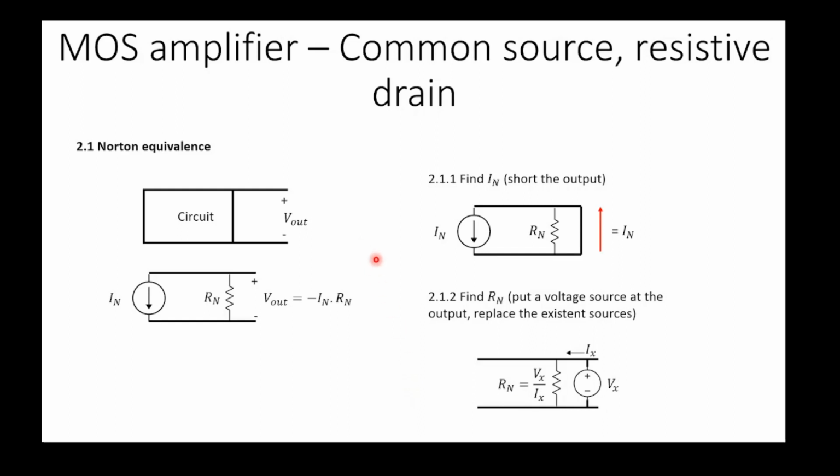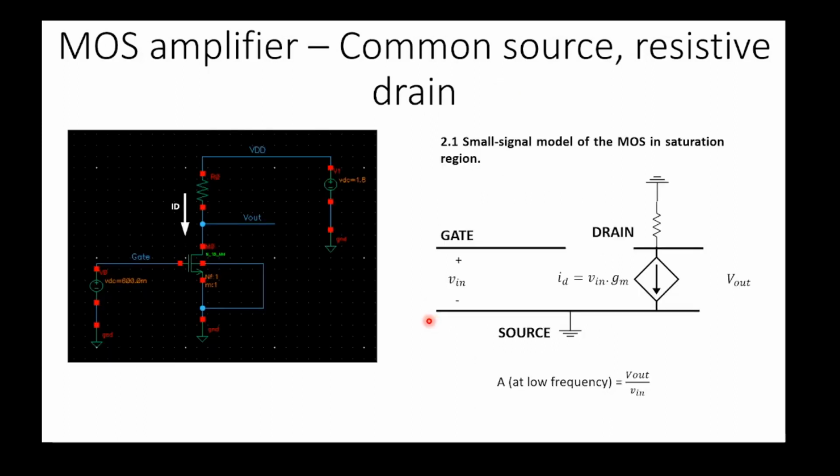So next we will do an example. We will apply two concepts. First is the small signal model of the MOS in saturation, and the second is the Norton equivalence, to calculate the circuit gain of our MOS amplifier with the common source configuration and resistive drain. And this is our analysis example for the circuit. The first step we need to do is look into the circuit and determine where our MOS is. This is our MOS, so we replace it with the small signal model.